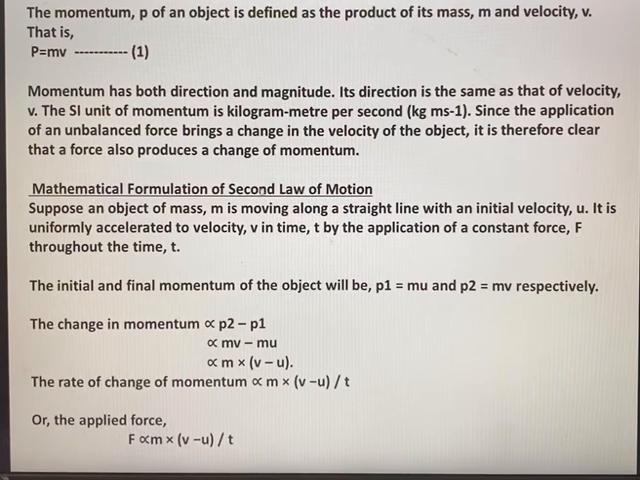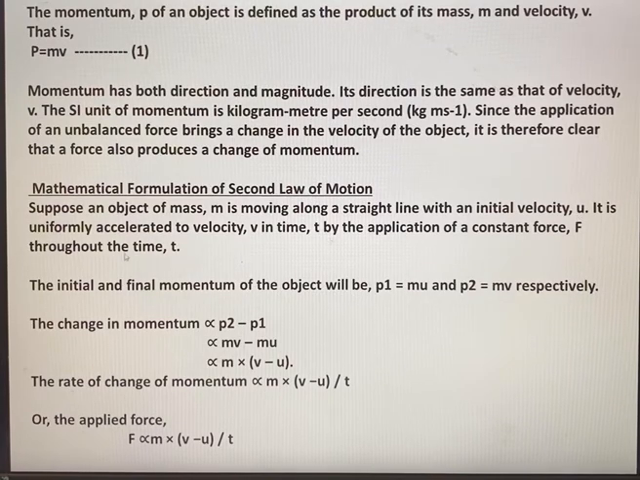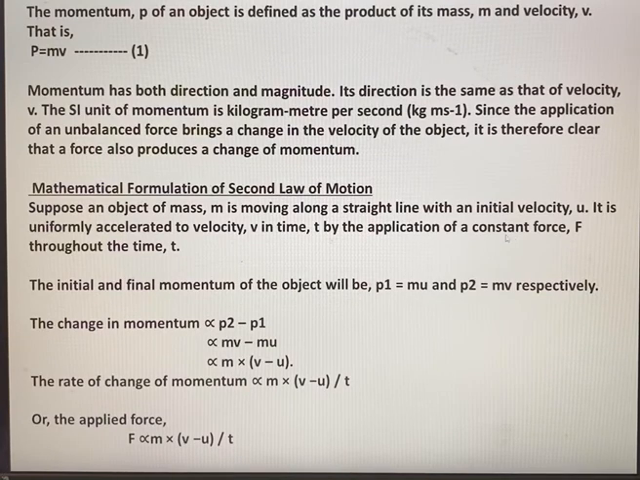The mathematical formulation of the second law of motion is this. Suppose an object of mass m is moving along a straight line with an initial velocity u. That means the velocity of the object is initially u. It is uniformly accelerated to velocity v. That means the second time the object gets the velocity v. So u is the previous velocity and v is the latter velocity. Okay, this happens by the application of a constant force F throughout the time t.